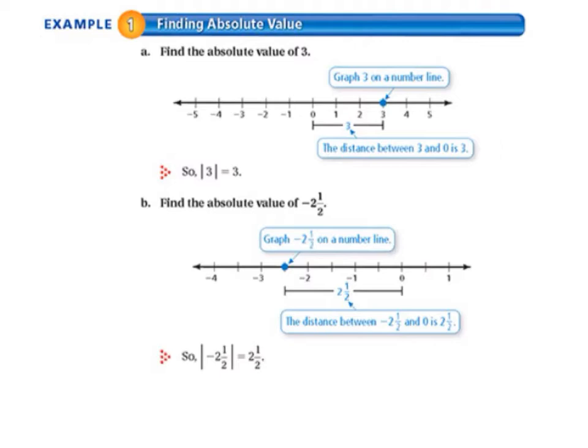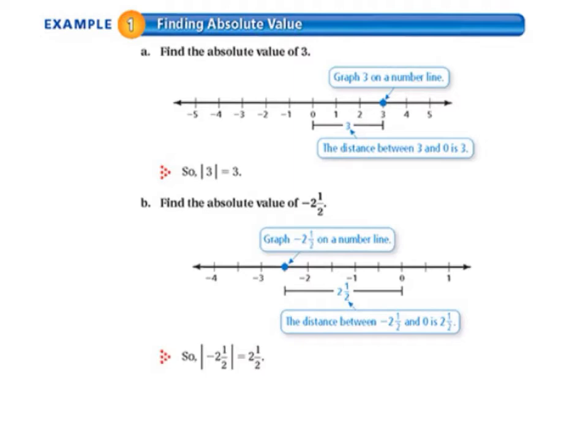Example 1, finding absolute value. Letter A, we're going to find the absolute value of 3. Since the absolute value is the distance between 0 and the number on a number line, we look at our number line and we find 0 and we see how far we have to go to get to the number. So the distance between 3 and 0 is 3.